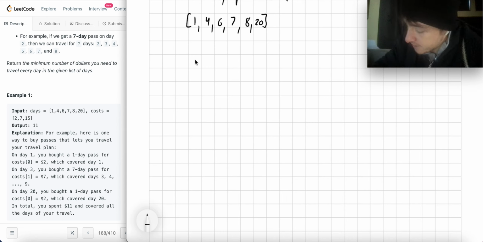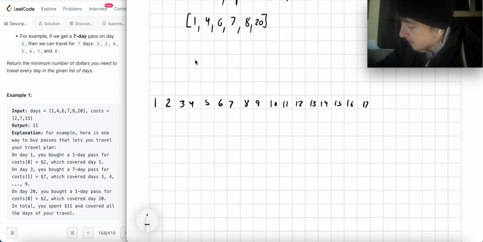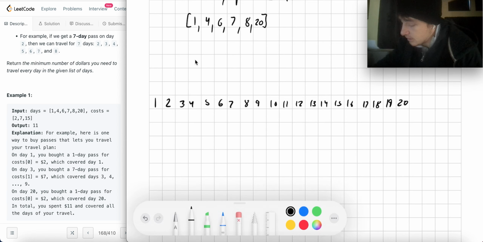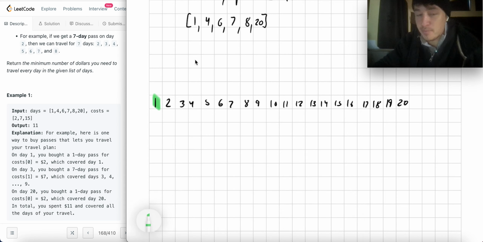Okay, so we have day 1, day 2, day 3, day 4, day 5, day 6, day 7, day 8, day 9, day 10, day 11, day 12, day 13, day 14, day 15, day 16, day 17, day 18, day 19, day 20. Okay, then I'm going to color the days where I need to buy a pass, right? So I'm going to have to buy a pass on day 1 if I encounter day 1, day 4, day 6, day 7, day 8, and day 20.